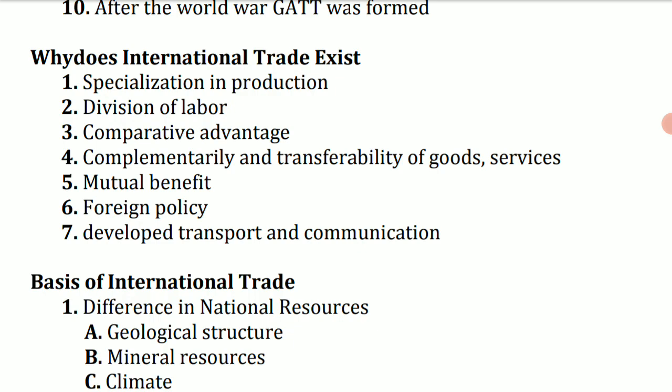And why does international trade exist? First, there is a specialization of production in one area. For example, in India there is production of BrahMos, and a country which is friendly to India and hostile to China that needs it, we can provide BrahMos to that country. Then there is a division of labor. The labor of one country is skilled in one occupation and another in another. Then we have comparative advantage, complementarity and transferability of goods and services, then mutual benefit and foreign policy, and developed transport and communication.